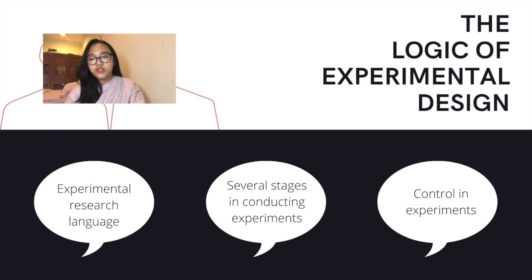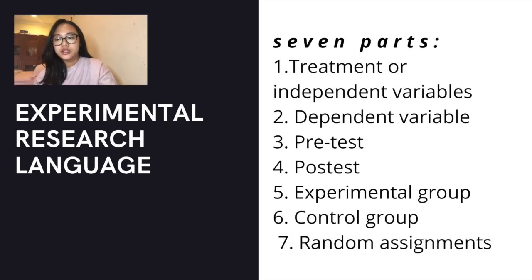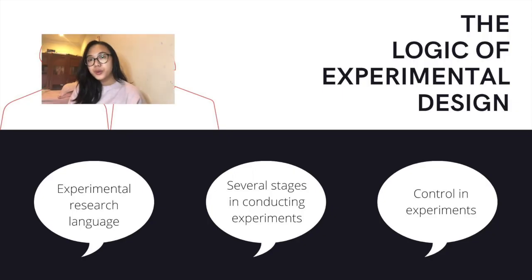Next is the logic of experimental design, and it is divided into 3 important points. The first one is experimental research language, which is divided into 7 parts. The first is treatment or independent variable, second is dependent variable, third is pretest, fourth is post-test, fifth is experimental group, sixth is control group, and the last one is random assignment.